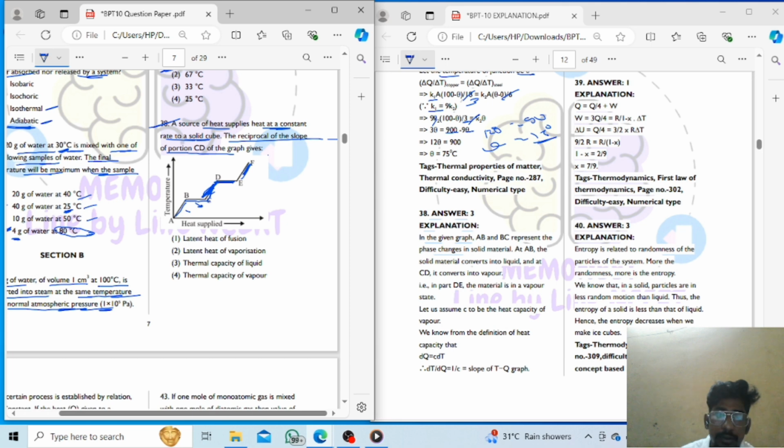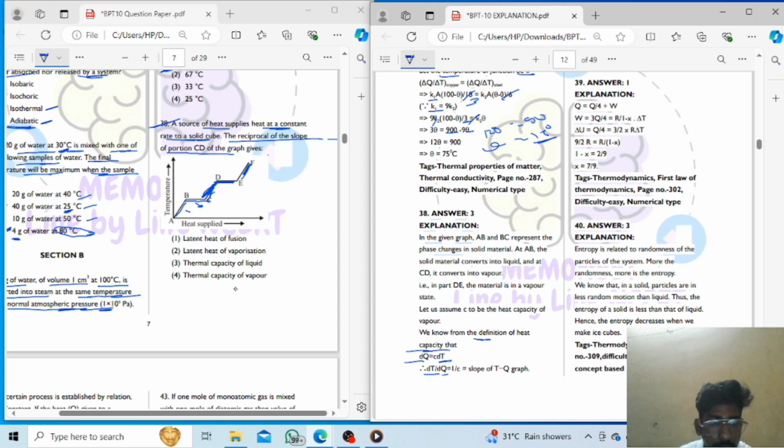Okay, so what are we getting in the D to C portion? The definition of heat capacity is given by the formula dQ equals C dT, so dT by dQ equals 1 by C. The slope of the T-Q graph in CD represents the inverse of the heat capacity of the liquid. This CD portion is nothing but the inverse of the heat capacity, the thermal capacity of the liquid.